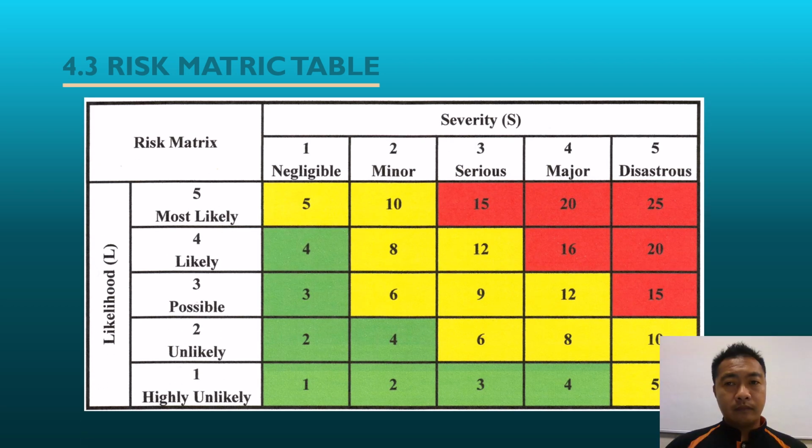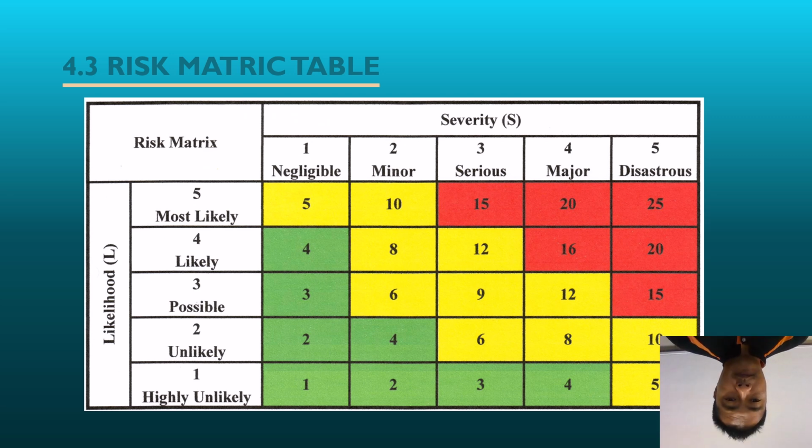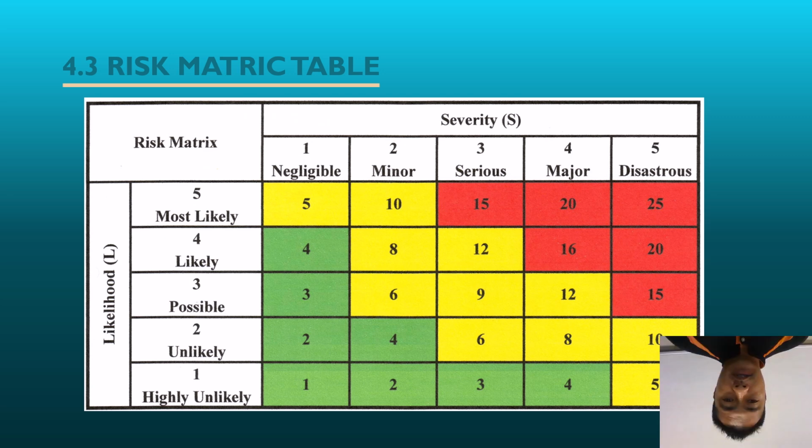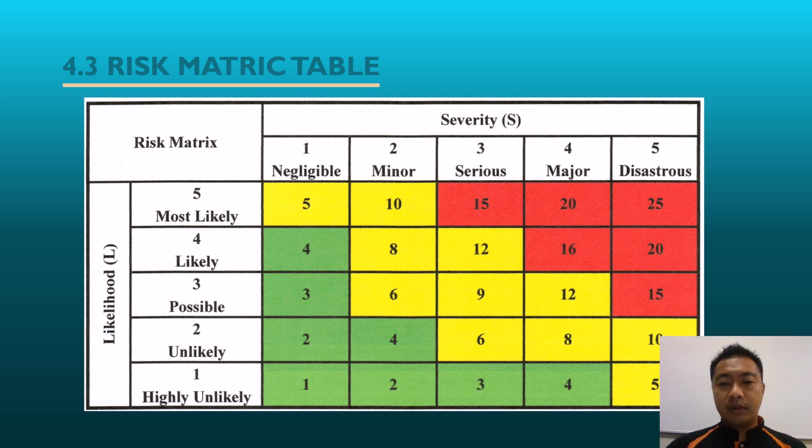This is the matrix table. Likelihood 5 most likely, severity 1, 2, 3, 4, 5: negligible, minor, serious, major, and disastrous. It's a matrix table.